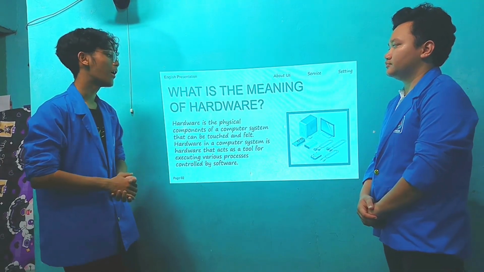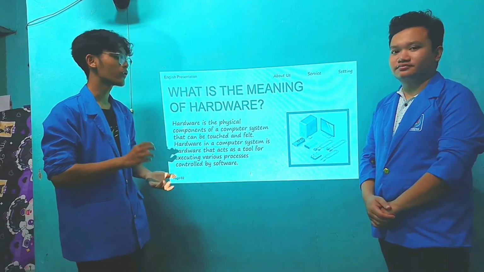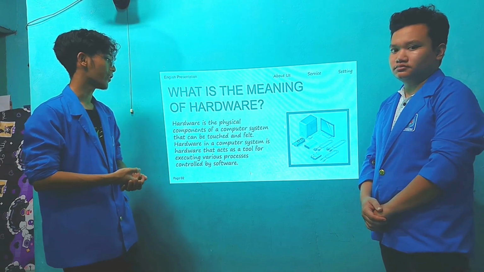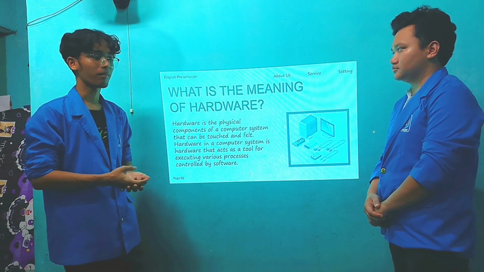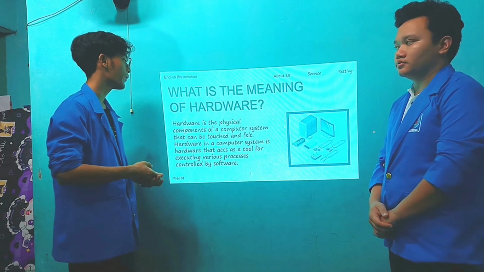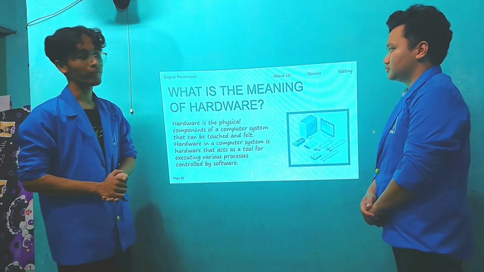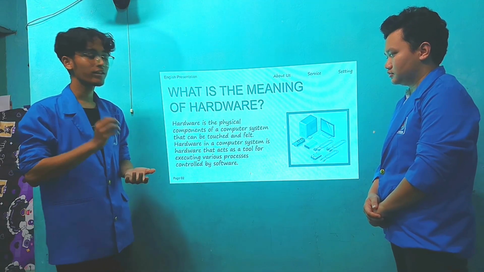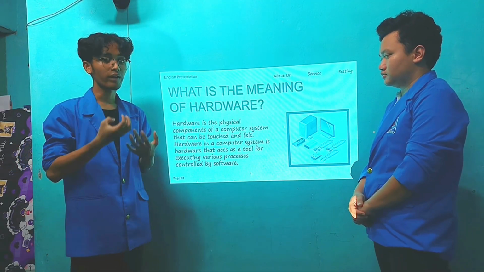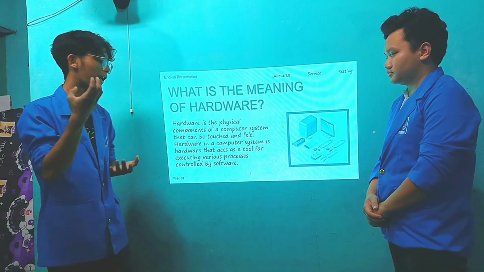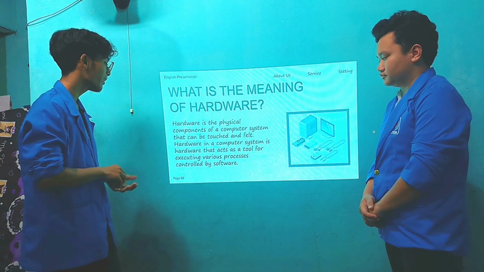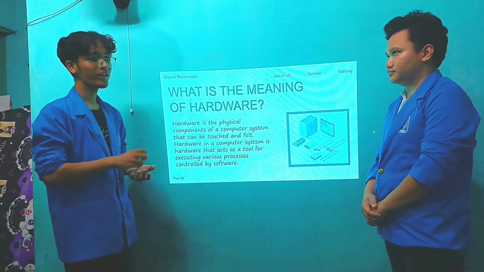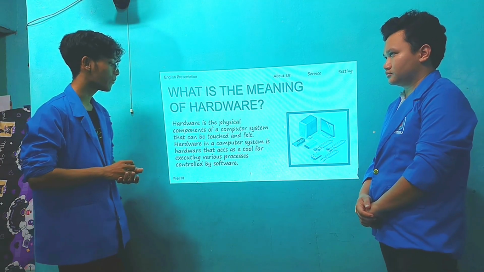Okay, after we talked about ransomware or threats to the computer in software, today we will talk about hardware systems or hardware components in the computer. So, what is the meaning of hardware? Hardware is a physical component of a computer system that can be touched and felt with our hands. Hardware in the computer system acts as a tool for executing various processes controlled by software.